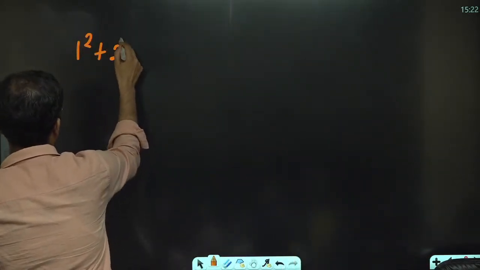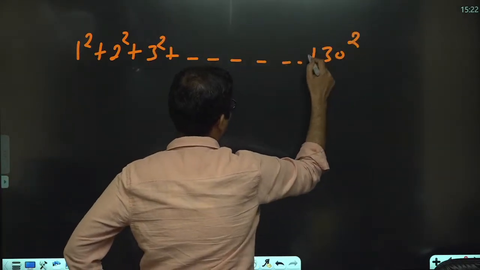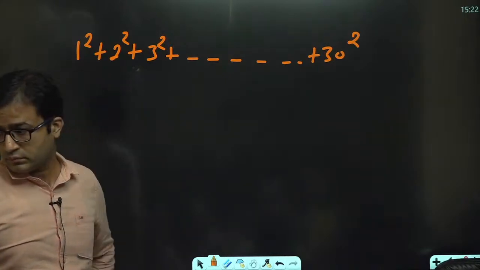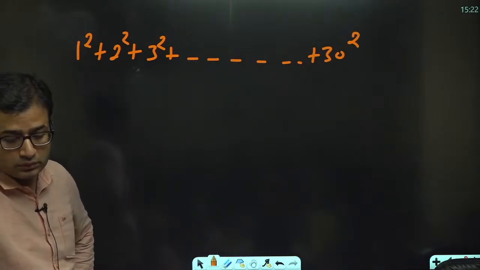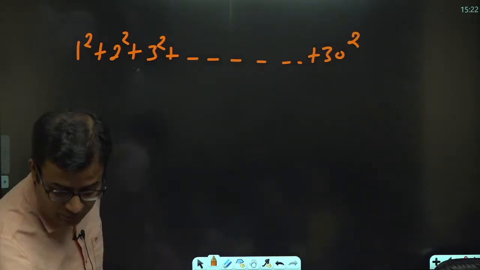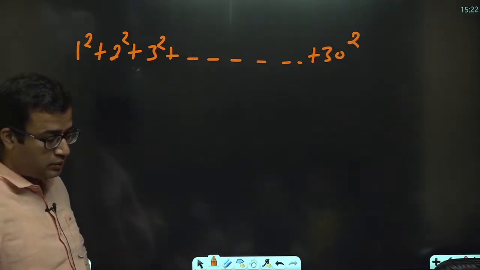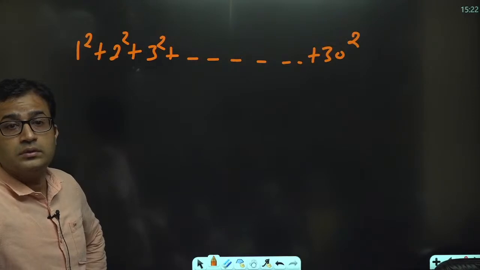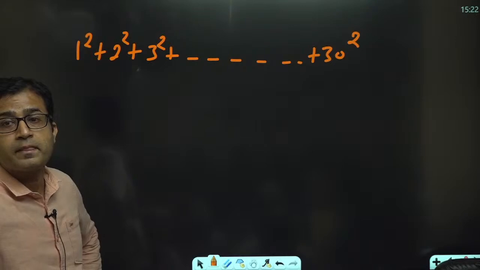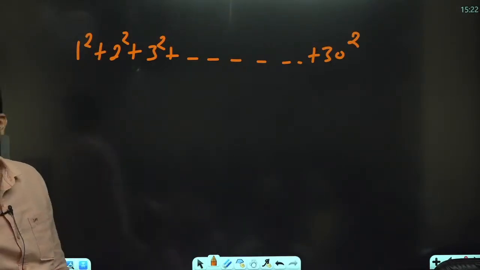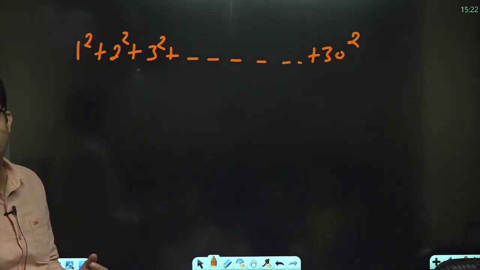1 square plus 2 square plus 3 square up to 30 square. Not plus, multiply. Sir, this calculation. Next question.